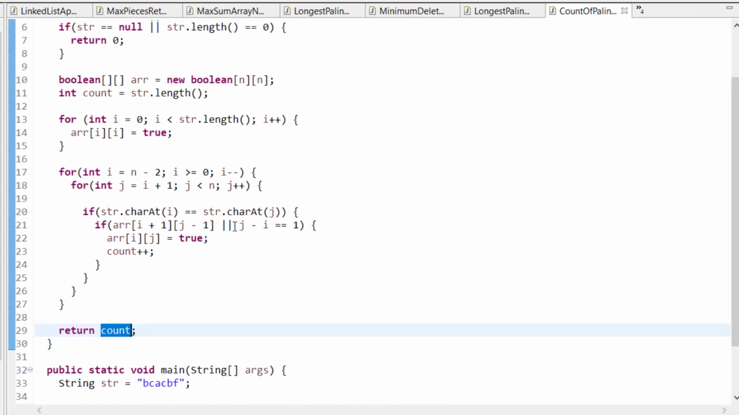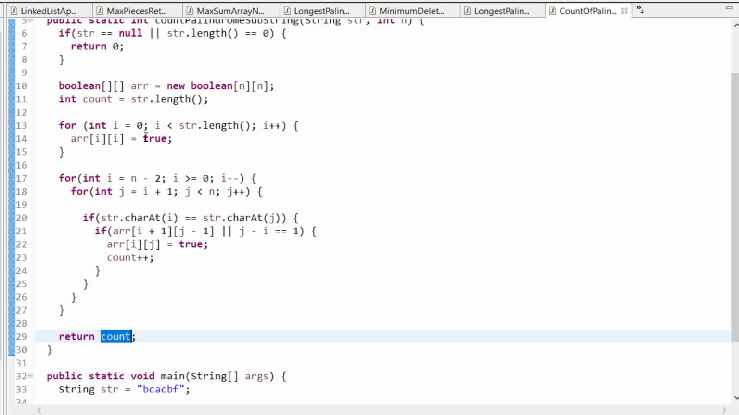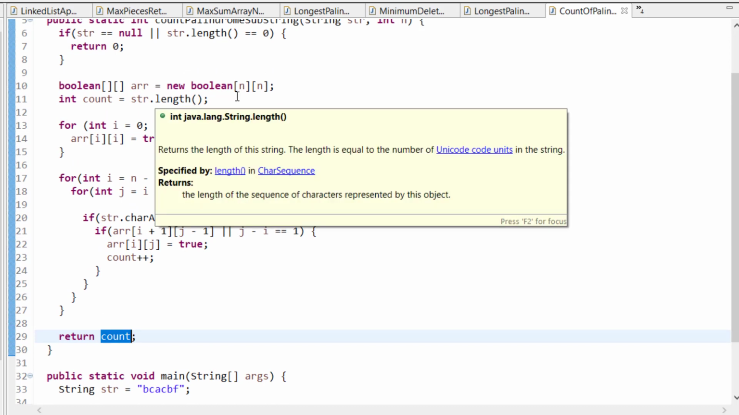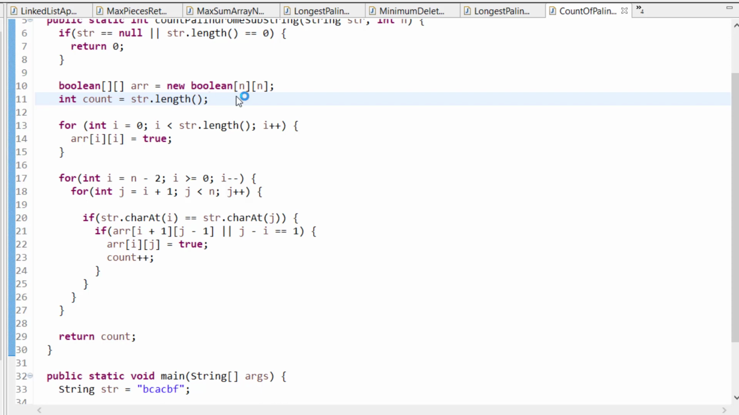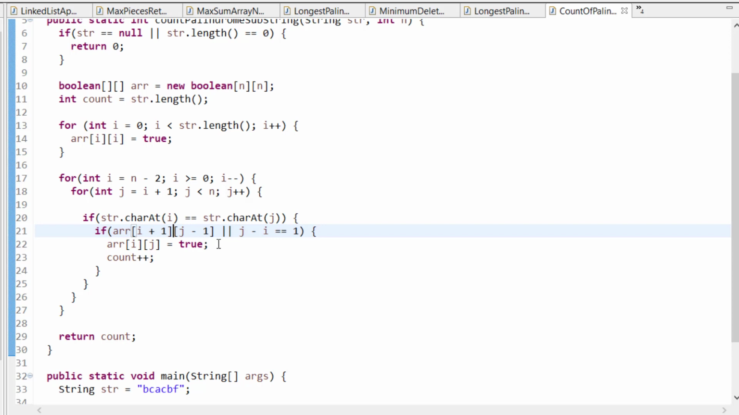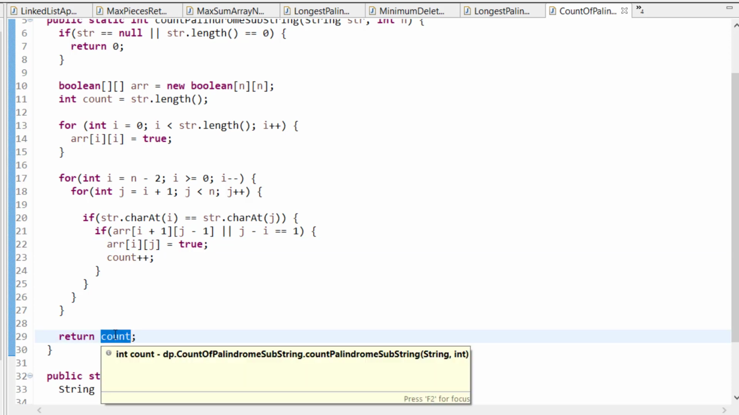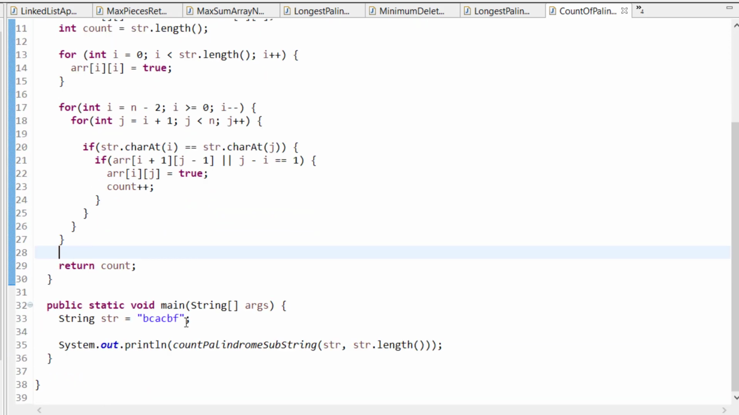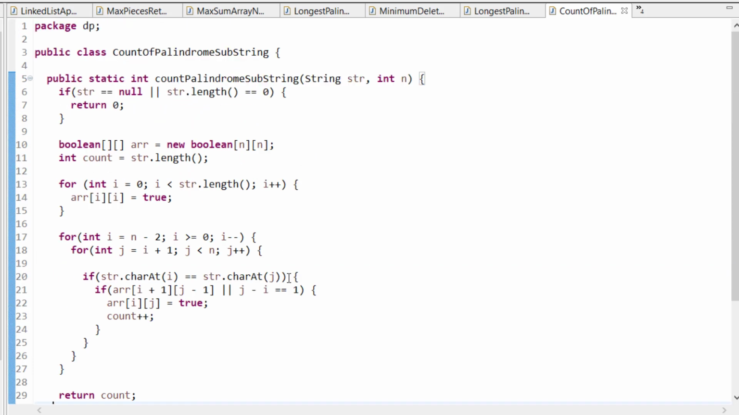At the starting, because I know that for this diagonal I am filling all the values true, at least there would be string.length substrings, right? Why is this? Because at least there will be substrings of length one, equal to the string length. Now when I'm filling the values, whenever I get a true, at the same time I increase the value of the count, right? And at the last I return the count. So this is how we can find the palindromic substring count.